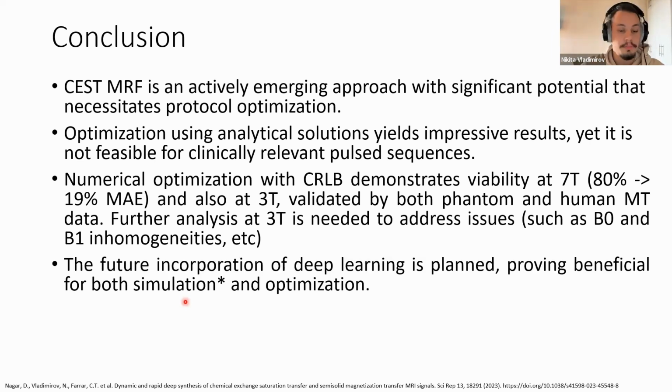In the future, I'm planning to incorporate deep learning. For example, we already showed that we can substitute our physical numerical simulator with a neural network. The advantage is that it works 10 times faster when you have a dictionary with billions of parameters. It really helps because instead of days of simulation, you can spend just hours. And also for optimization, there are ways to approximate analytical solutions with neural networks.